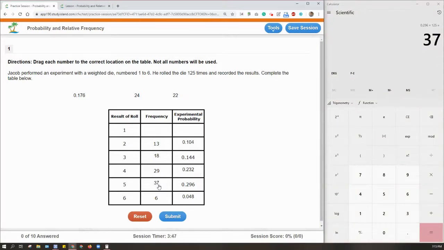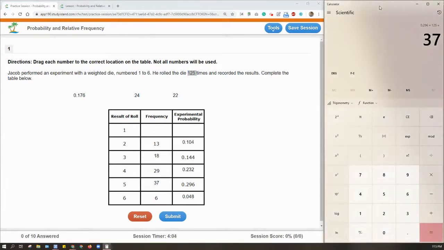Okay, back to number 1. Well, wait a minute. Number 1 doesn't tell us a frequency or the experimental probability. How are we supposed to figure that out? Easy. We know all the rest of the numbers, and we know the total number of times it happened. There's supposed to be 125 trials. We know all the other numbers, so whatever's left has to be number 1.